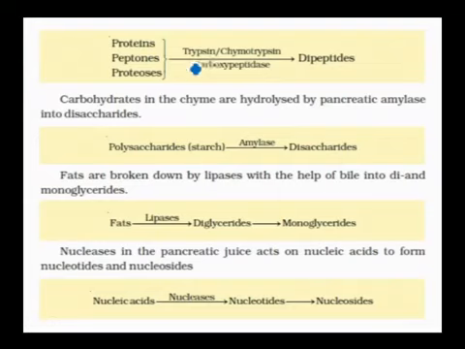The action of the enzymes over the food substrates are shown as follows. Proteins, peptones and proteoses are converted into dipeptides by trypsin and chymotrypsin as well as procarboxypeptidase. The carbohydrates in the chyme are hydrolyzed by pancreatic amylase. Children, wherever you get the term amylum, it indicates it is starch. Fats are converted into monoglycerides, nucleic acids into their simplest form, nucleosides, by nucleases.